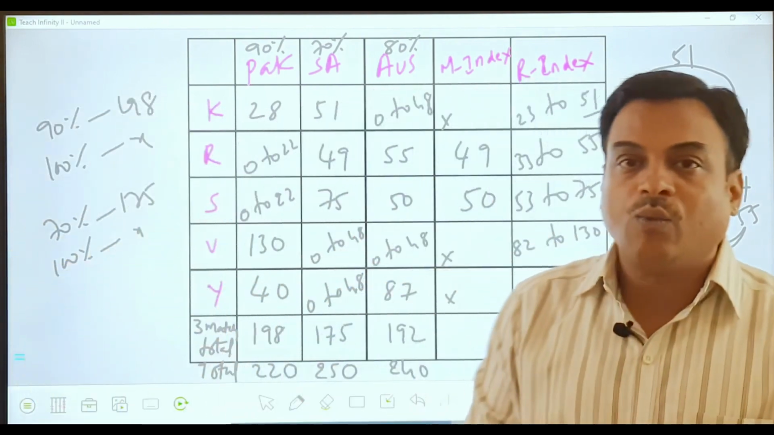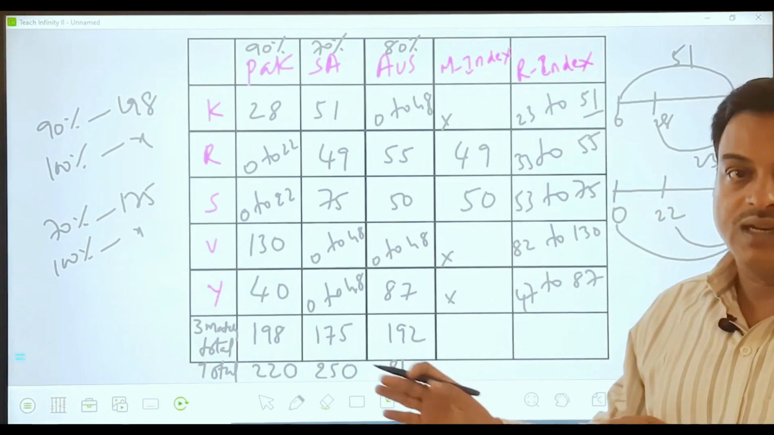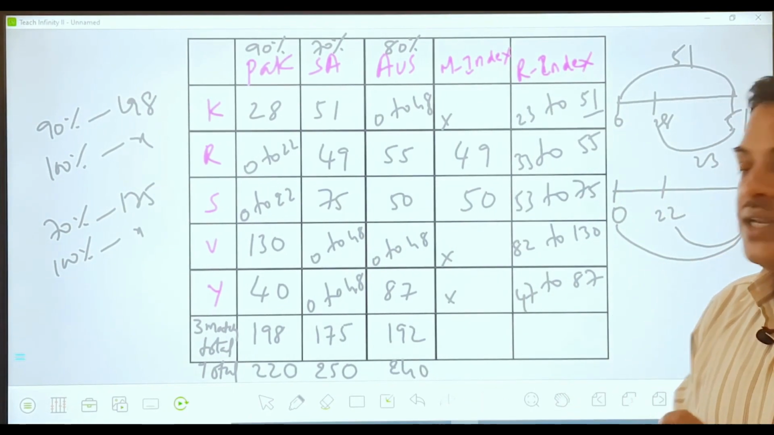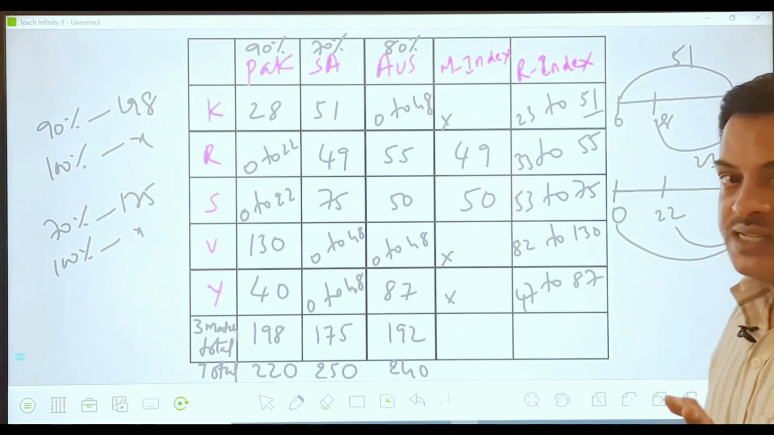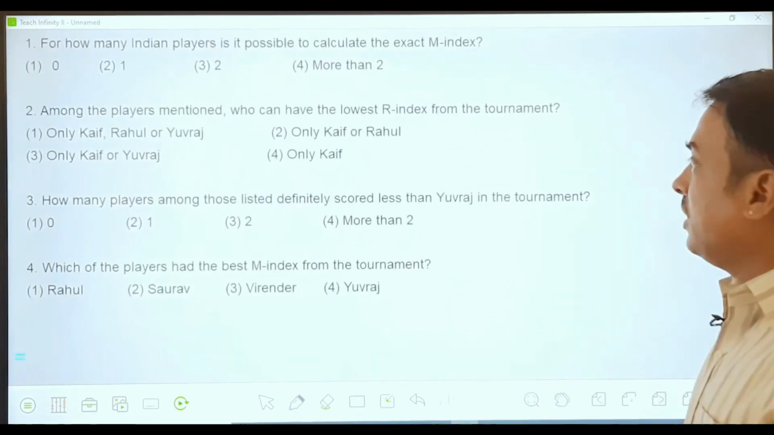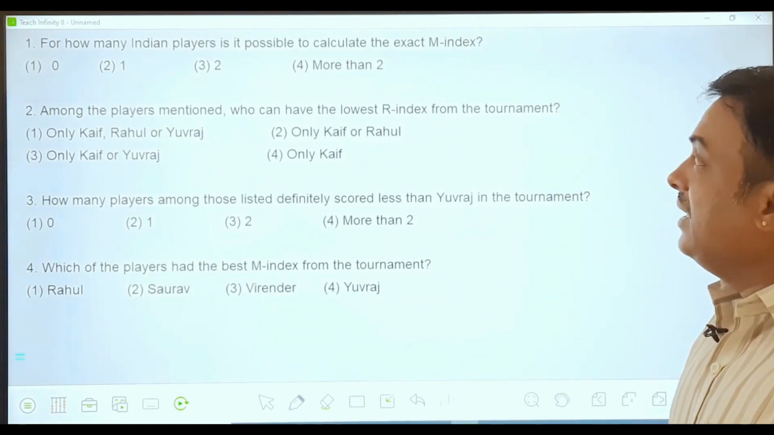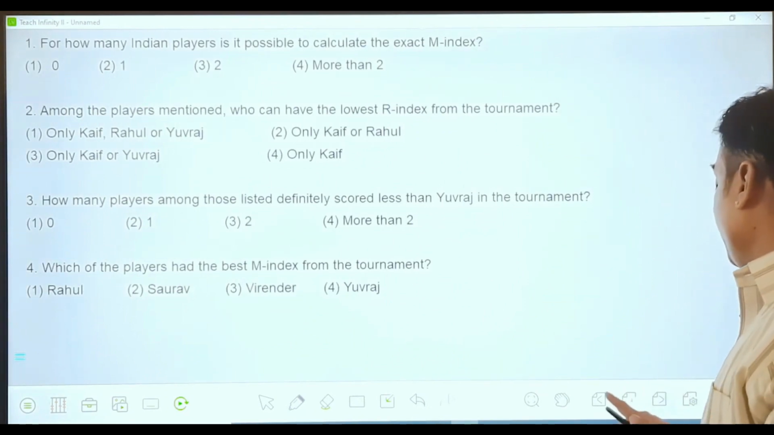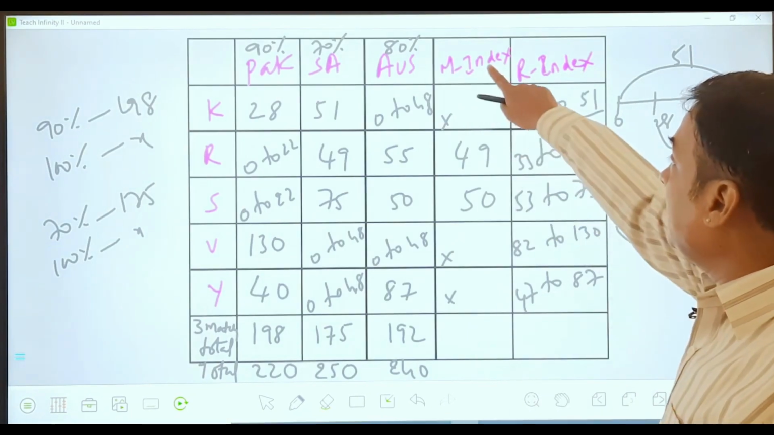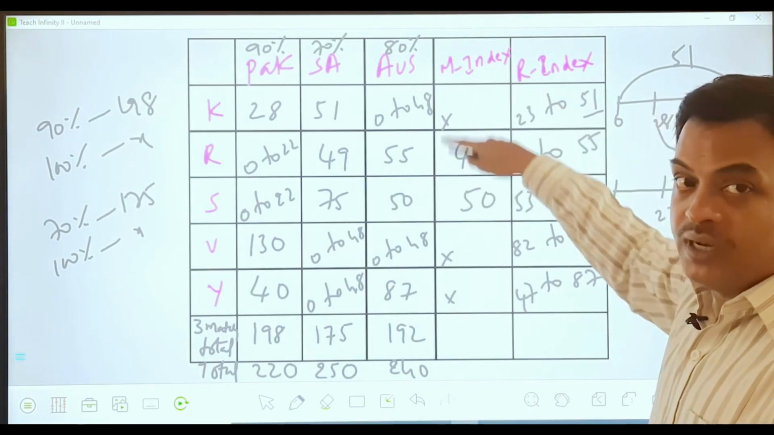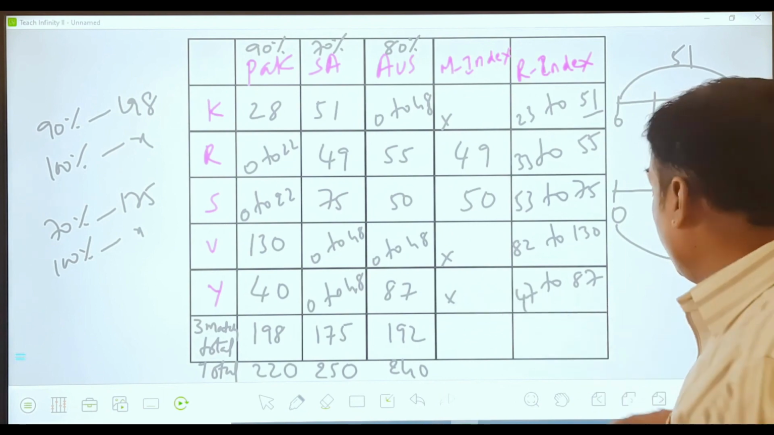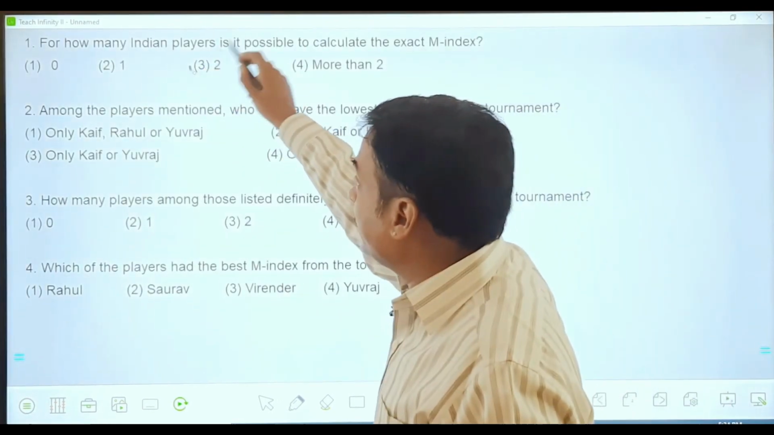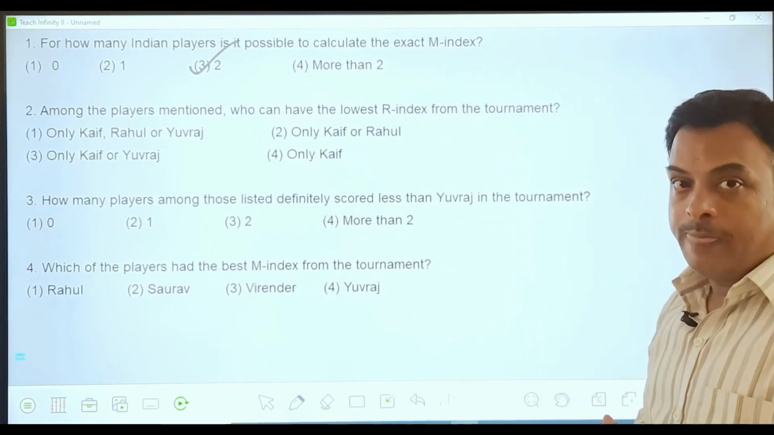Now based on all the information we gathered here, completing the table, based on that we need to answer the questions. So let us see what are the questions given to me and then search the answers accordingly. Okay. So here the first question, for how many Indian players is it possible to calculate the exact M index? If you see the previous slide, exact M index I got for 2 of the people, other 3 I could not get. So answer is 2. So option 3 is my answer for this.